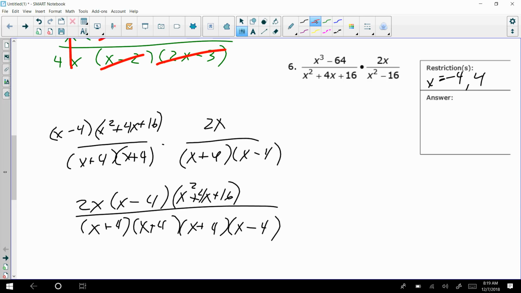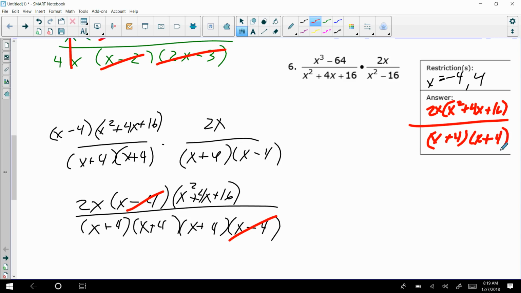And then we can cross out. So we have, what do we have? 2x plus 4, x minus 4. Okay, got this and this. And it looks like that's it, actually. So my answer is 2x, x squared plus 4x plus 16, all over x plus 4 and x plus 4 again.